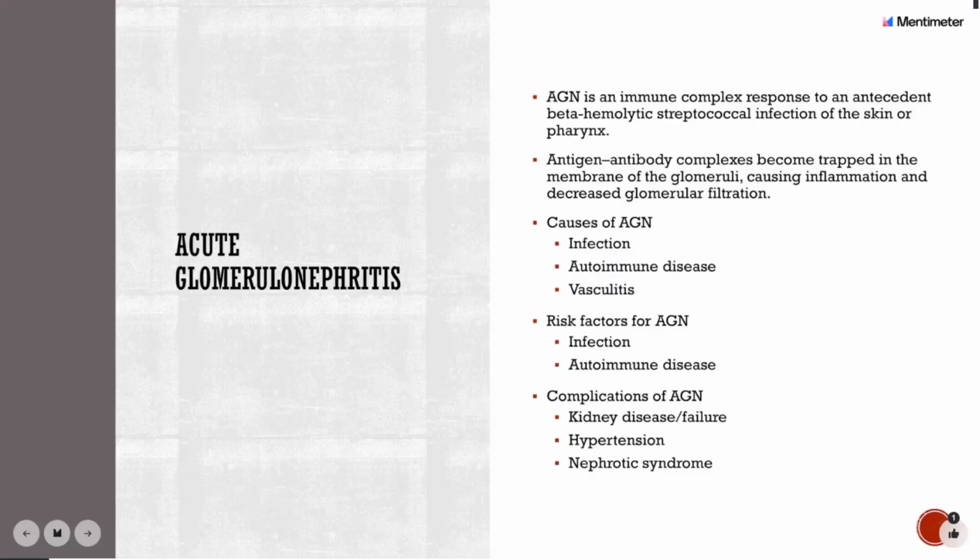filter our urine here. So our causes of acute glomerulonephritis are going to be infection, other autoimmune disease, or vasculitis, where we've got inflammation in our vessels. So obviously, infections and autoimmune diseases are going to be our biggest risk factors. Complications are going to be kidney disease and failure, hypertension, and nephrotic syndrome.